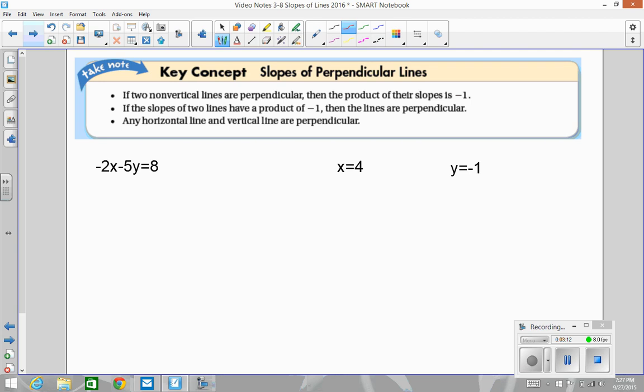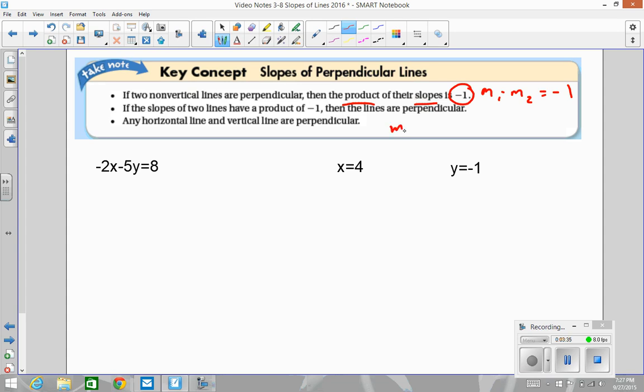And so then perpendicular lines. It says if two non-vertical lines are perpendicular, then the product of their slopes is negative 1. That's the mathematical way. So the slope of number 1 times the slope of number 2 should equal negative 1. And if you can do that and check that, then that means they're perpendicular. We also know them as being opposite reciprocals.